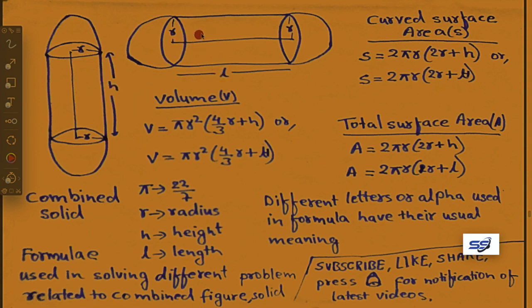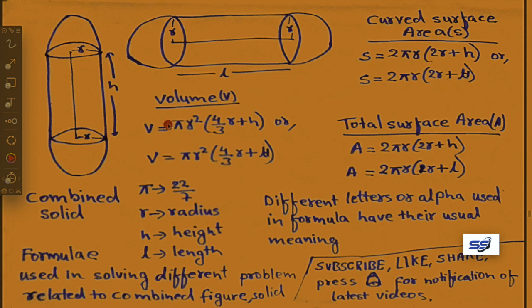In this type of figure, there is a cylinder with a hemisphere on both sides. In the cylinder, a hemisphere is joined on both sides. This is also a half cylinder with a hemisphere joined on both sides. For this type of figure, we will use formulas to find the volume, curved surface area, and total surface area. Let's see.